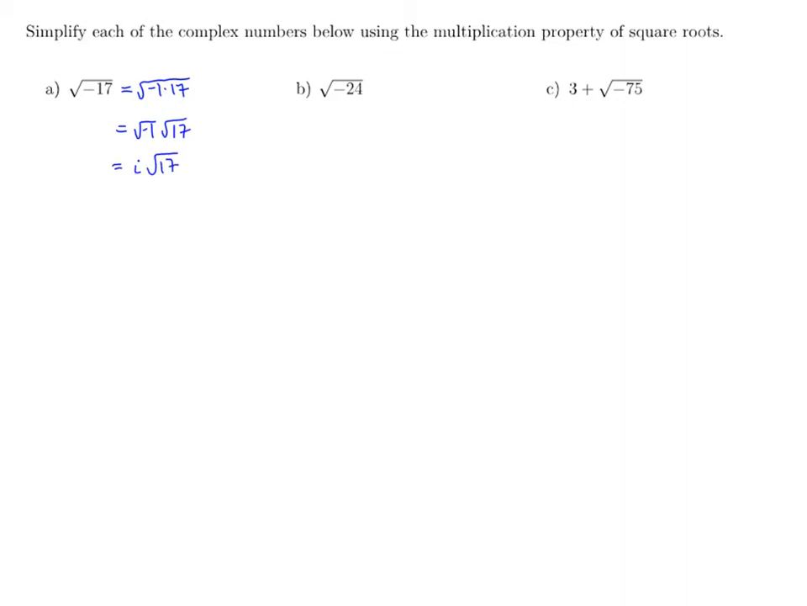Again, that's putting this number into what's called standard form, and it makes it so that instead of having a negative inside the square root, we simply are using i outside of it.